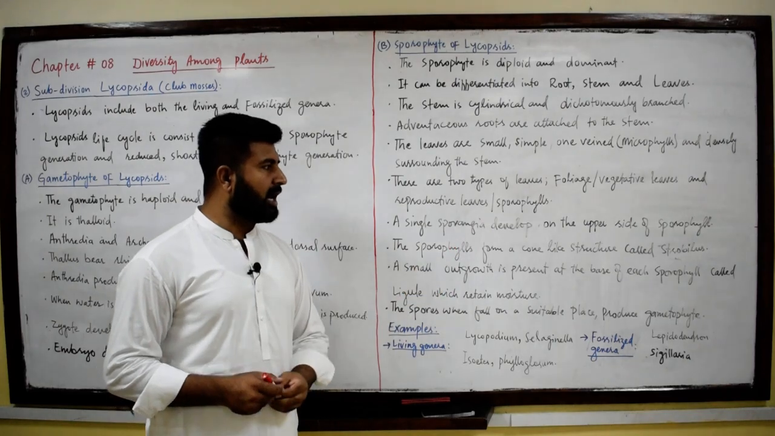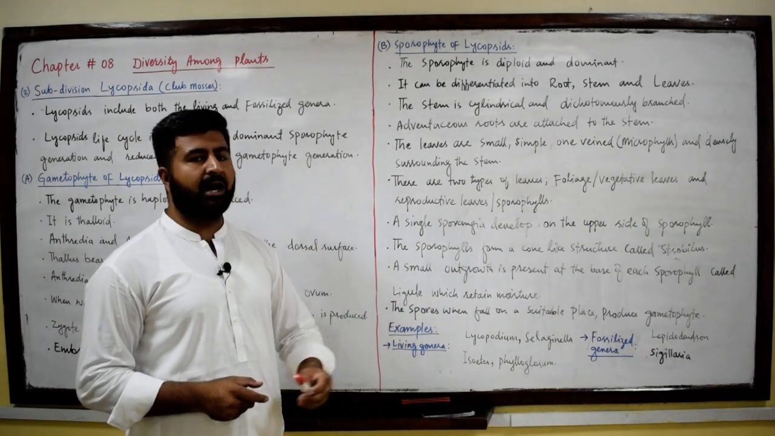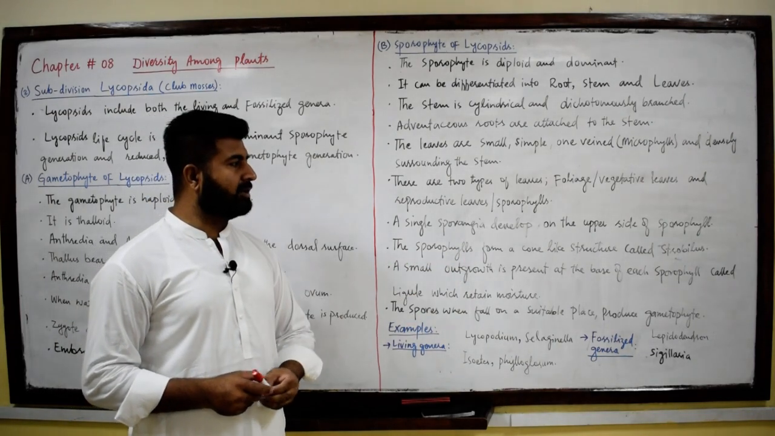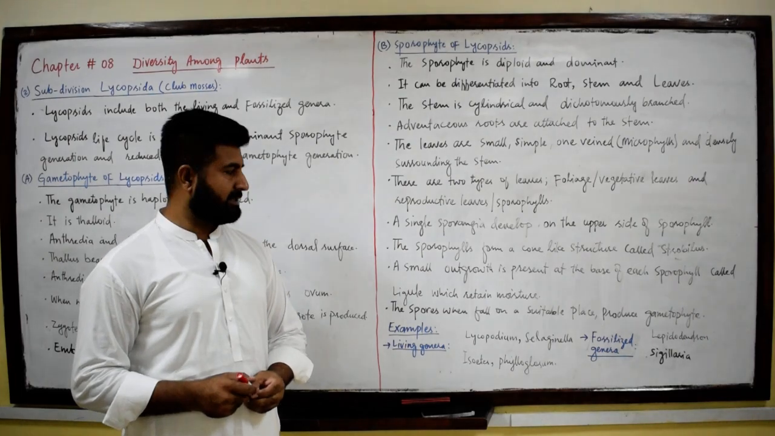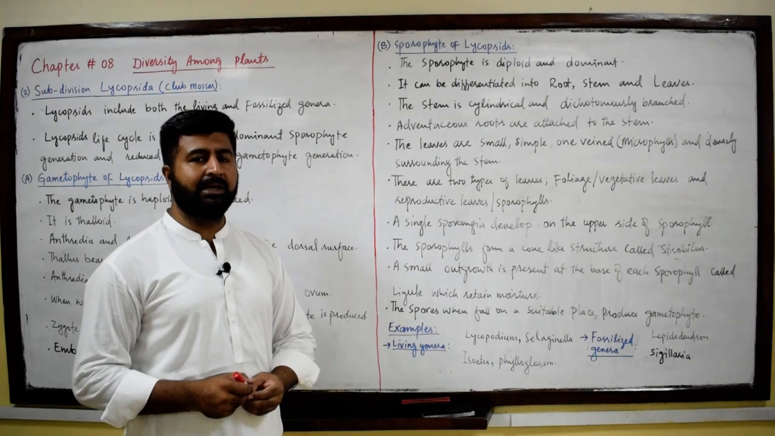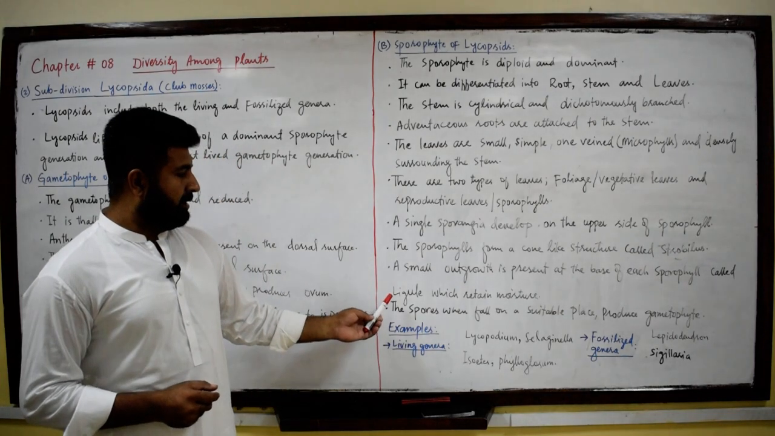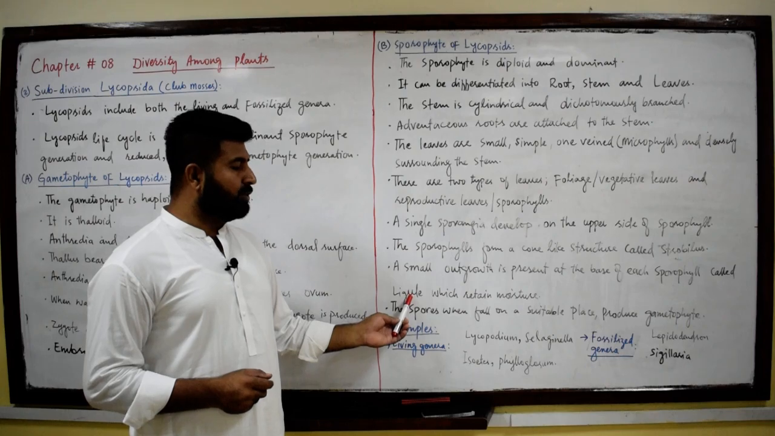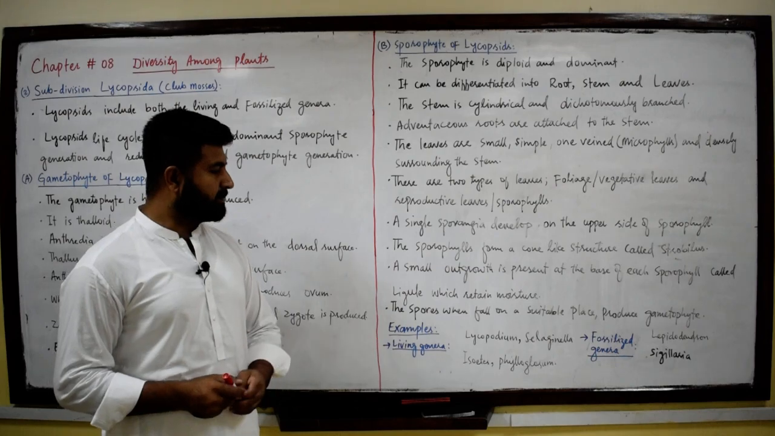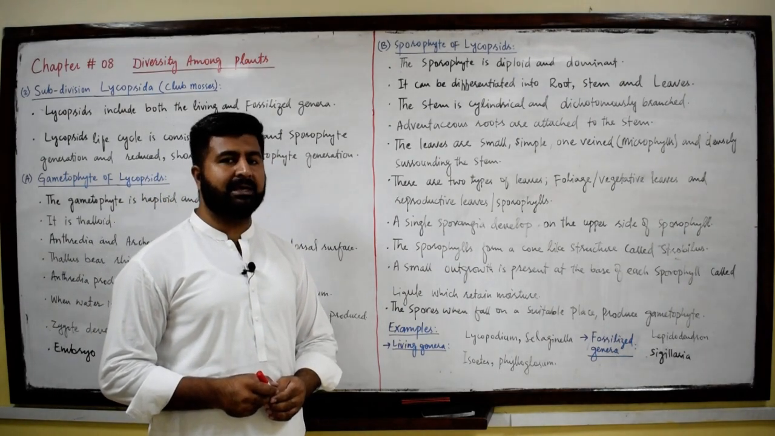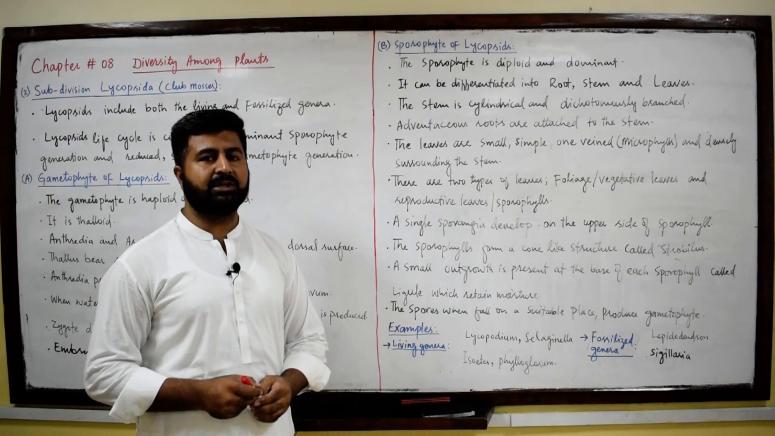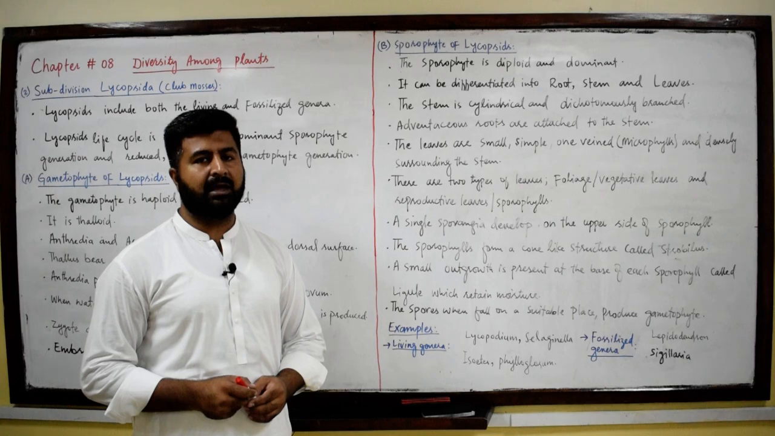A single sporangium develops on the upper side of the sporophyll. The sporophylls form a cone-like structure called a strobilus. A small outgrowth is present at the base of each sporophyll, known as the ligule. This ligule retains moisture. The spores, when they fall on a suitable place, produce the gametophyte. So, alternation of generations continues in the Lycopsids.